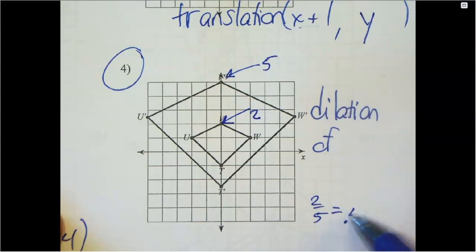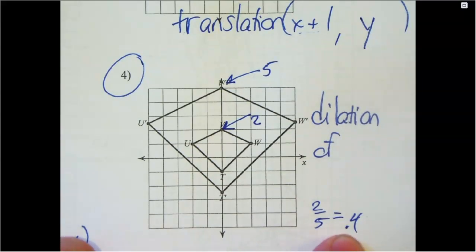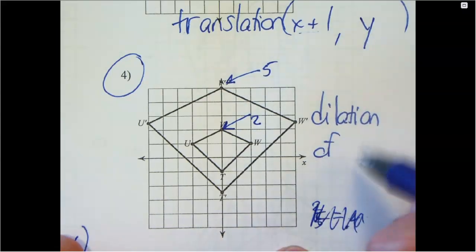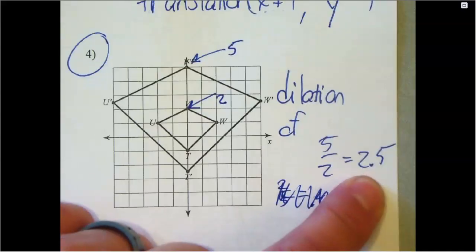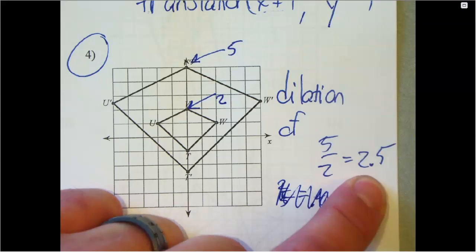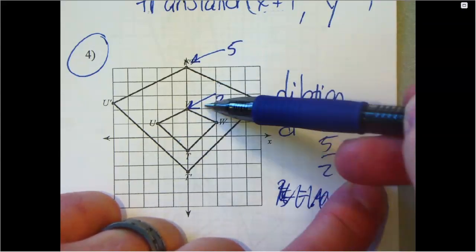Throw it in your calculator, you look at 0.4. Well, wouldn't multiplying something by 0.4 make it smaller? And this got bigger, so this doesn't make sense. But if you do 5 divided by 2, you get 2.5. Well, if you multiply it by 2.5, does it get bigger? It does, so it matches up with the fact that this gets bigger.